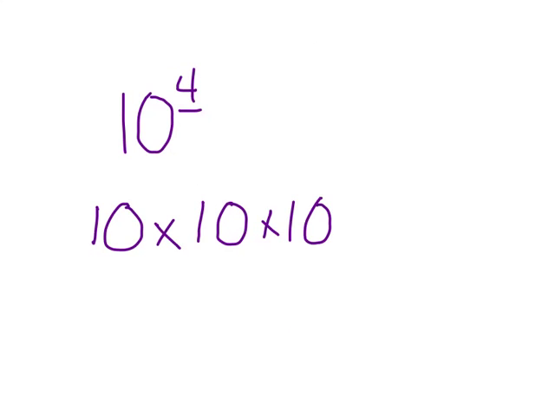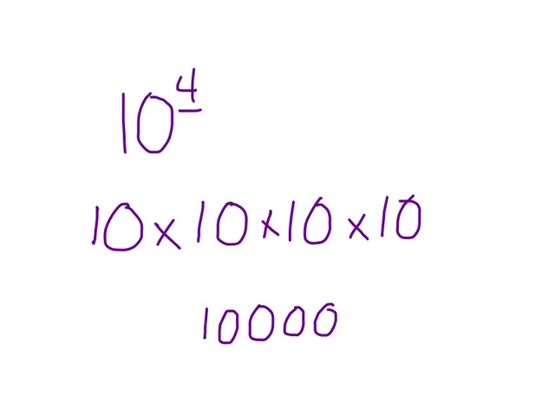10 to the fourth power. This 4 tells me that I'm going to multiply my base, 10, together 4 times. 10 times 10 times 10 times 10. Remember, each time I multiply by 10, I increase one place value. So I'm starting with 10. I multiply again, I get 100. Again, I get 1,000, and again, I get 10,000. 10 to the fourth power is equal to 10,000.